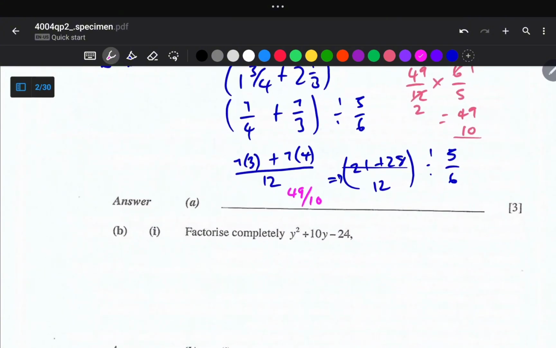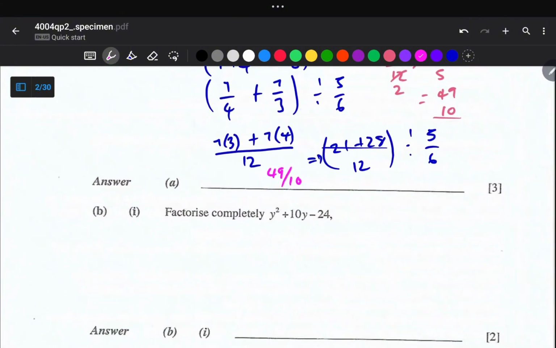The second part of the question says factorize completely. We are given y squared plus 10y minus 24. To factorize this quadratic, we say y squared multiplied by minus 24, which gives us minus 24y squared.